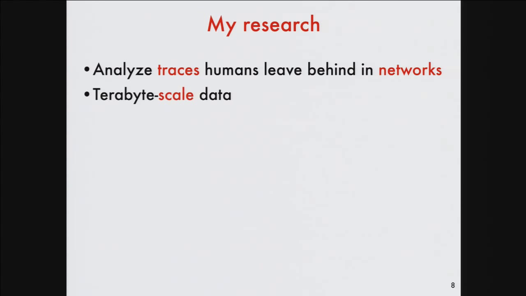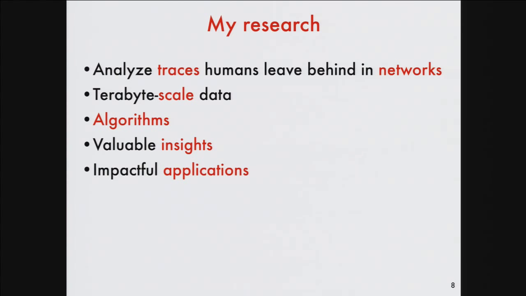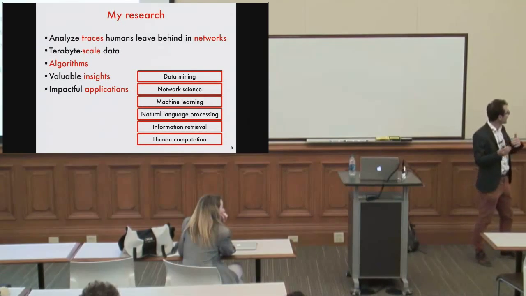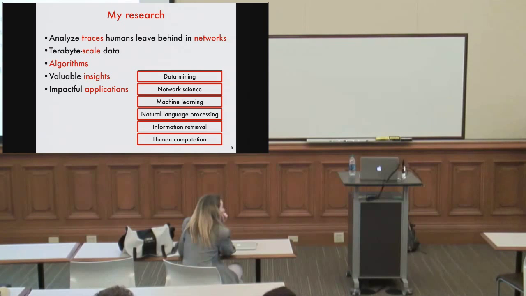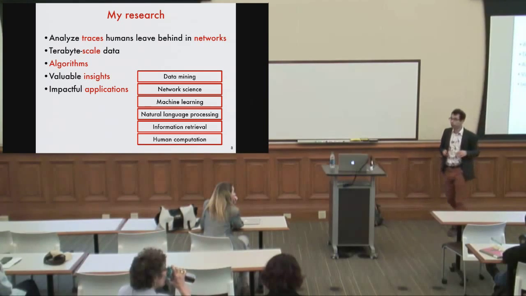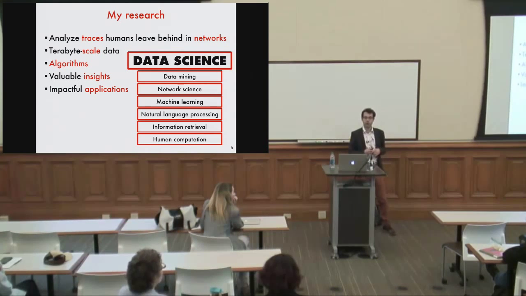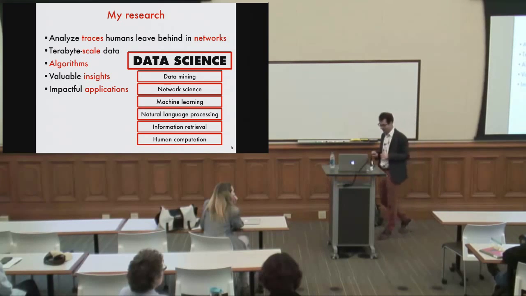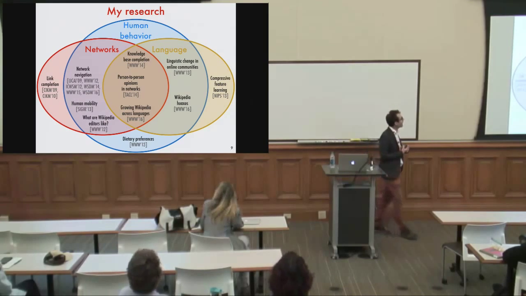In my research, I've been analyzing the digital traces that humans leave behind in networks, such as the web. And this typically involves large data sets up to terabyte and sometimes petabyte scale. And I see it as my task to develop algorithms to turn these data sets into valuable insights, and to then build impactful applications based on those insights. In the process, I've been developing and using techniques from a variety of subfields of computer science and beyond, such as data mining, network science, machine learning, natural language processing, information retrieval, and also human computation. And I guess as an umbrella term, this could be called data science. I recently heard the term data artisan, which I found interesting. Maybe that applies.